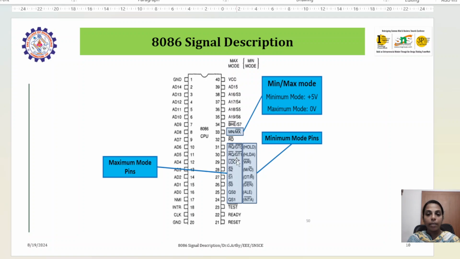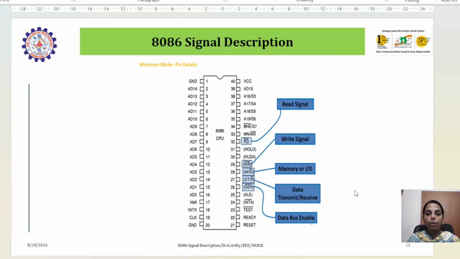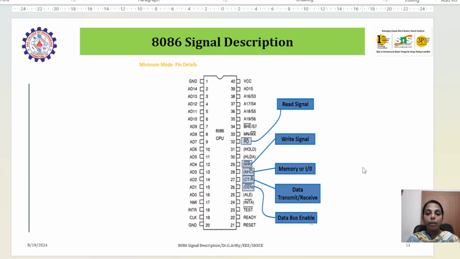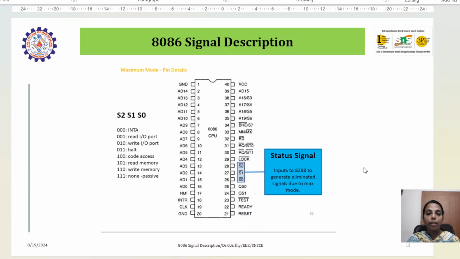And as already discussed, we have minimum mode and maximum mode pins. Minimum mode or maximum mode is denoted by pin number 33. Either it will be set to 0 or 1. Other than this, in maximum mode, we have the read signal, the write signal, the memory signal, the data transmit and receive signal, the data bus enable signal, and all these signals are also available. These take place whenever a read write operation is taking place.